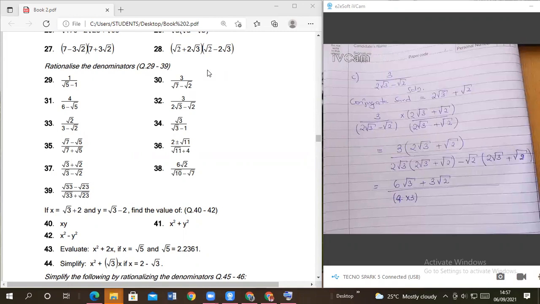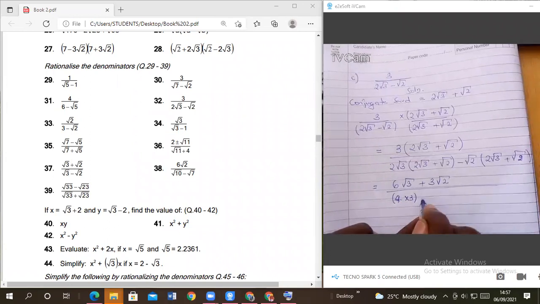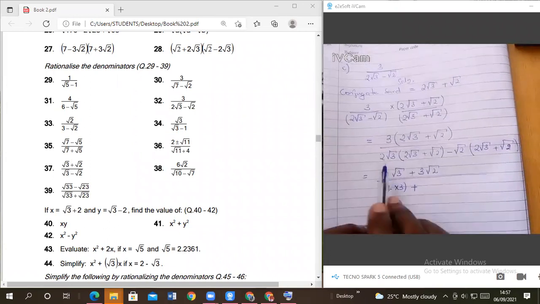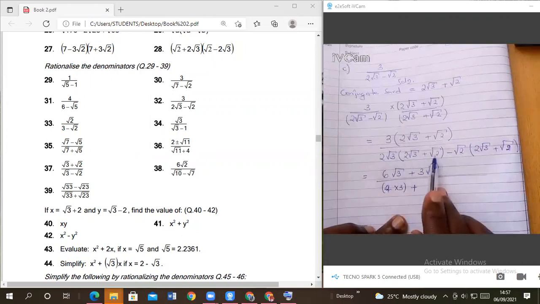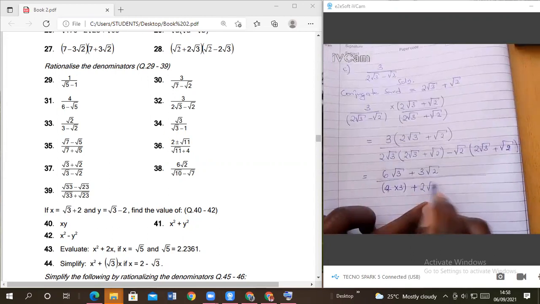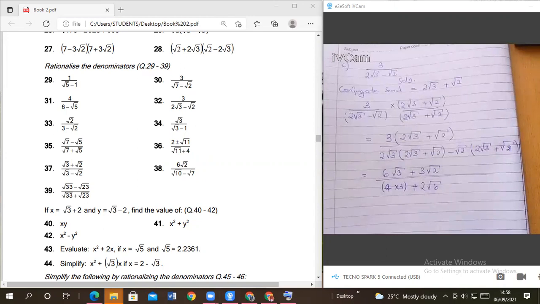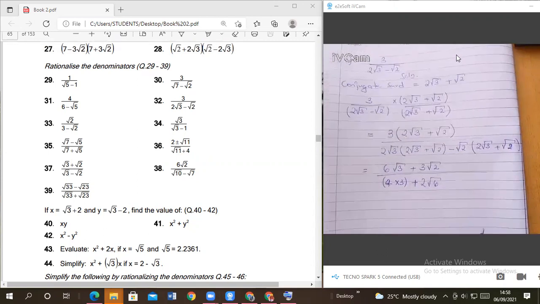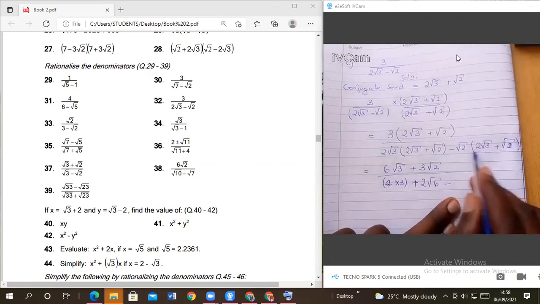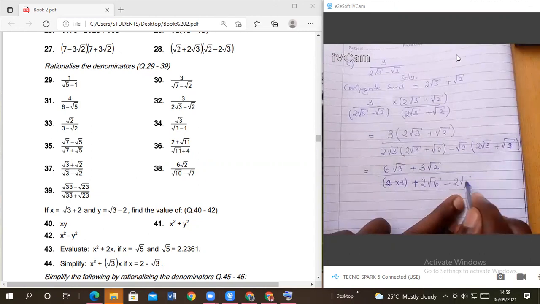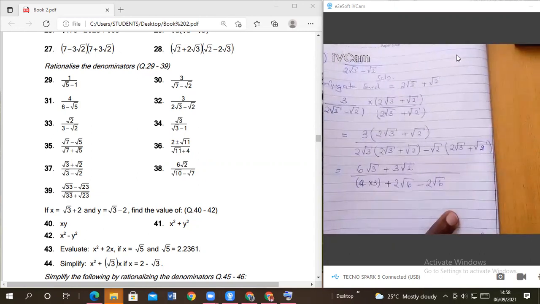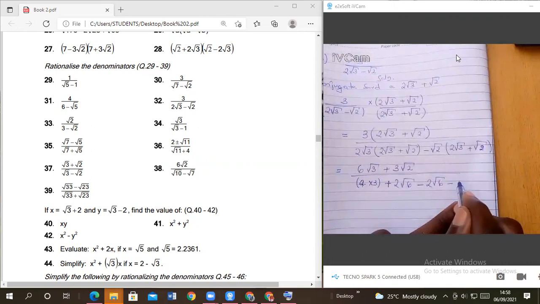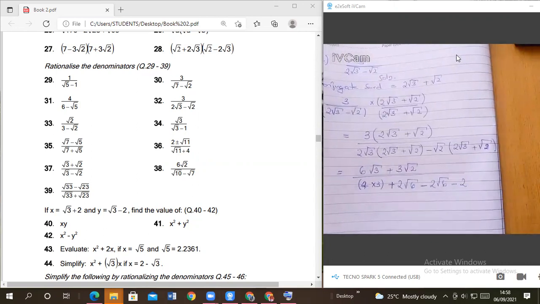Okay, let's continue. 4 times 3, then plus 2 root of 3 times root of 3. This one will give us 2 root of what? Members, can you follow me? 6. Minus, this one also gives us 2 root of what? 2 root of 6. Then minus what? Minus 2.